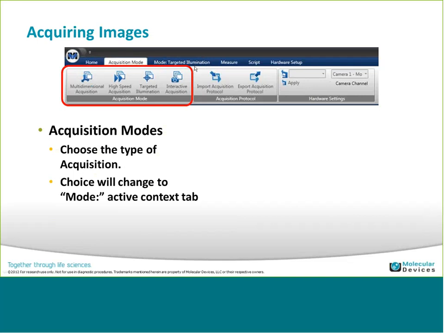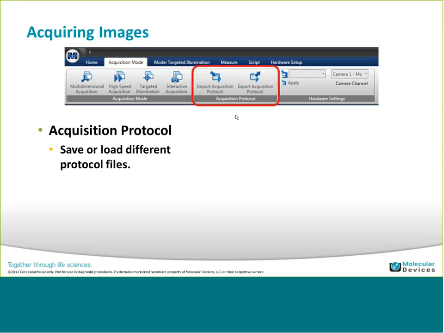The hardware settings: any hardware settings that you may have created in the hardware setup active context ribbon will be available here. It's a drop-down list of the hardware settings available. And then finally, as far as the camera channels, depending on which camera you have available, there may be multiple channels that you can select, like an 8-bit channel or 12, 14, or 16-bit channel options. You can switch back and forth between those here. Additionally, if you have monochrome and color channel modes available for your cameras, you can choose that.